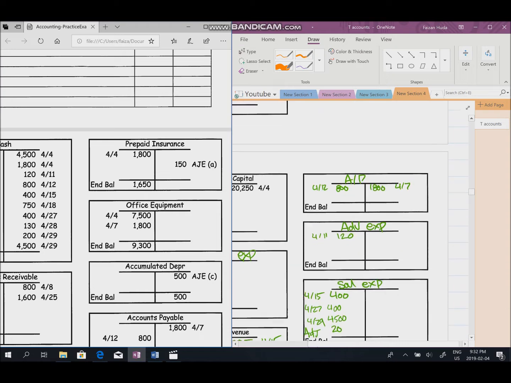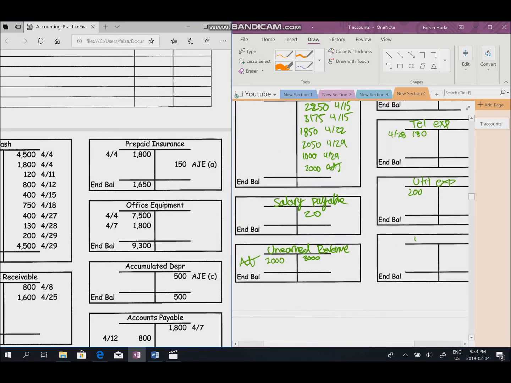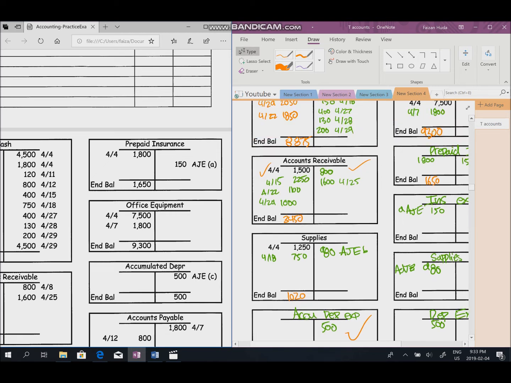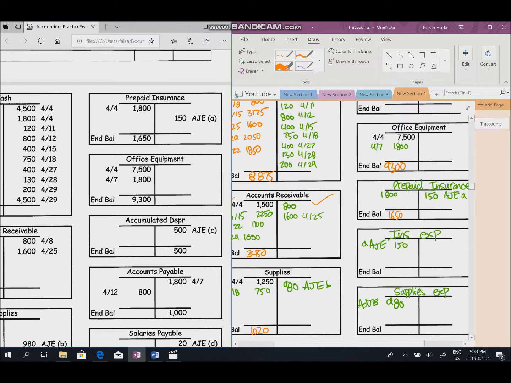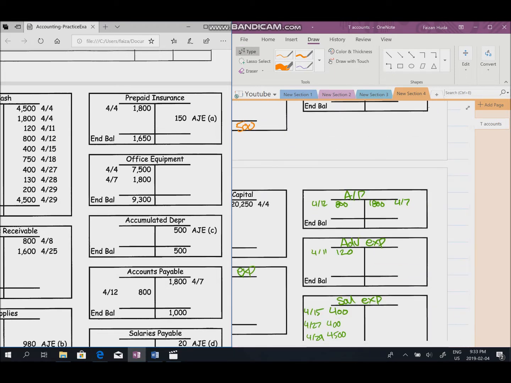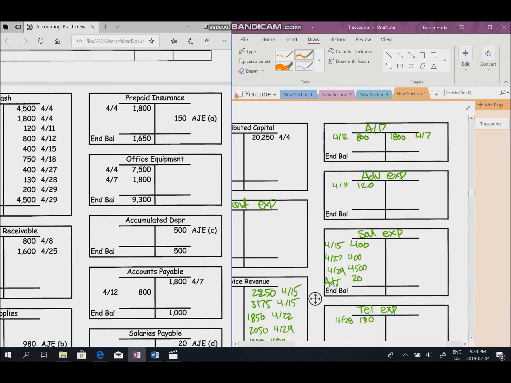Accumulated depreciation is pretty obvious. We got it right. Where is it? Yeah, 500. We're right. Accumulated depreciation is not an expense. It's a contra account. Accounts payable. Let's double check where it is. Accounts payable was 1,900 and 800. We're right on point. 1,000. We're right.